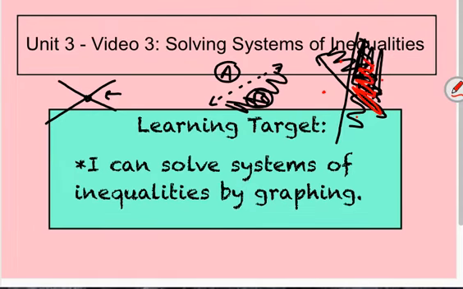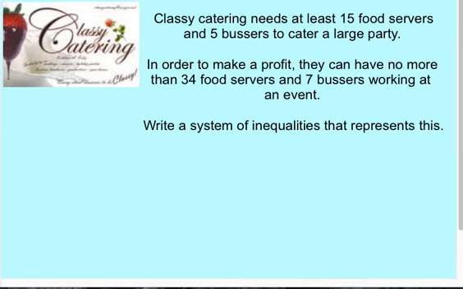So here's what we're looking for when we're solving systems of inequalities: a double shaded area, and that's what we're going to work on.